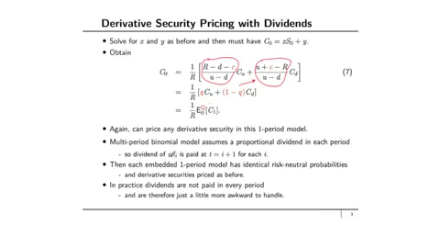In particular, we would assume a proportional dividend of c S_i is paid at t equals i plus 1. Then each embedded one-period model has identical risk-neutral probabilities. They're given to us by these quantities here, and derivative securities are priced as before. We can work backwards in the binomial lattice using these risk-neutral probabilities to calculate the fair value or arbitrage-free value of the derivative at each time period until we get back to t equals 0, which gives us the initial arbitrage-free price of the security.